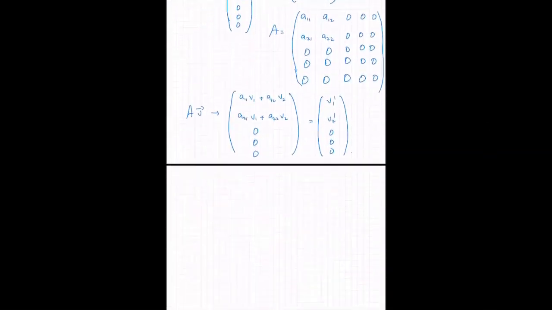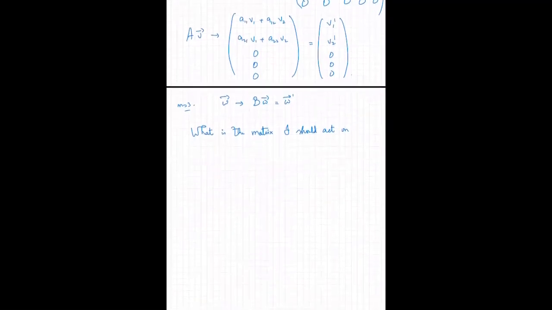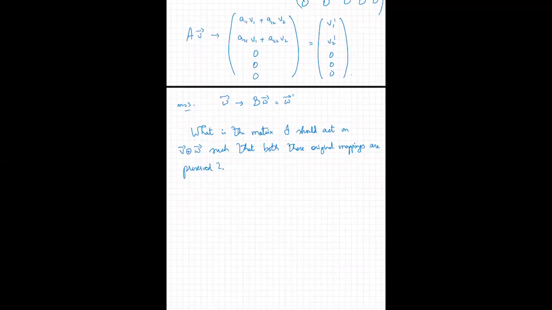Similarly, if I have in the m equals 3 space a matrix B that took my W and gave me BW, which was some W prime, then I can also make this into a 5 by 5 matrix. But the question is: what is the matrix I should act on the direct sum of these two vectors, V plus W, such that both these original mappings are preserved? That seems like a complicated question, but it has an easy answer.